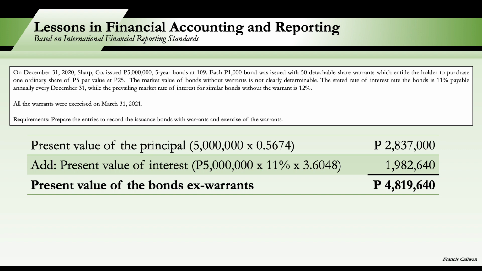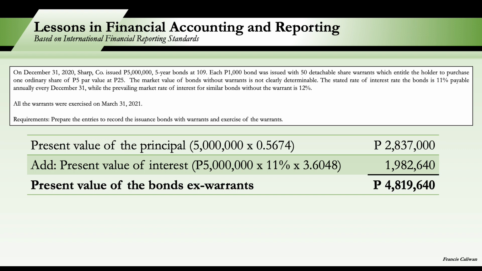Add the present value of interest, which is at 11% per year. So 5 million times 0.11 is 550,000 per year to be paid equally. So 550,000 every year for the next 5 years. So what's the present value of ordinary annuity? 3.6048 times 550,000, that is 1,982,640. So the total present value of the bonds payable is 4,819,640, which is lower than our face value of 5 million. Therefore, we can conclude already that the bonds were issued at a discount.